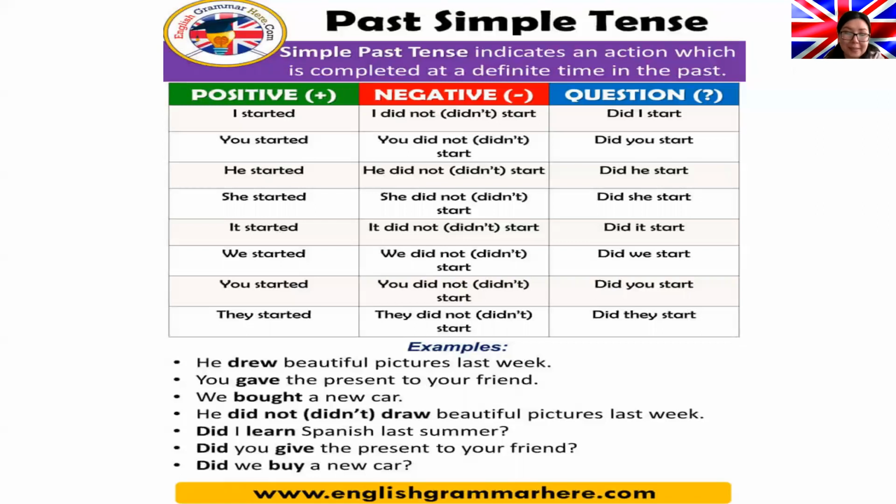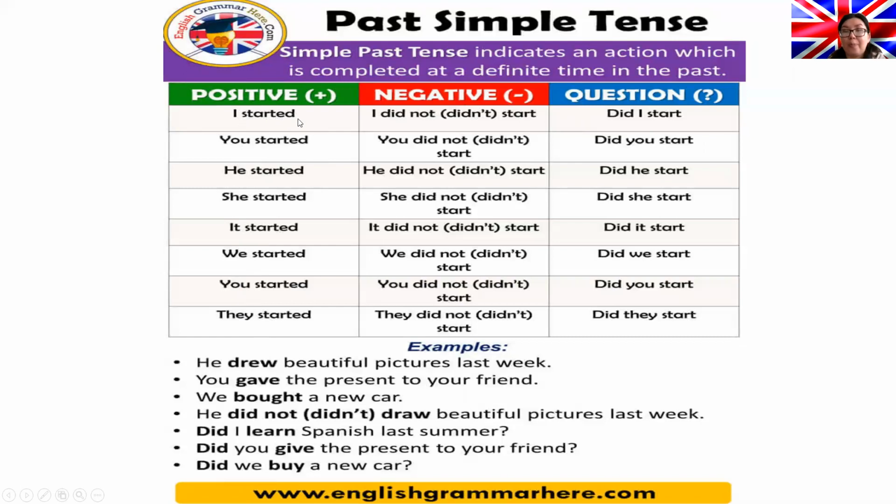Okay, dear listeners, please let's look at the table. Past simple tense. This is the positive form, negative form, and the question form. Positive form: I, you, he, she, it, we, you, they.